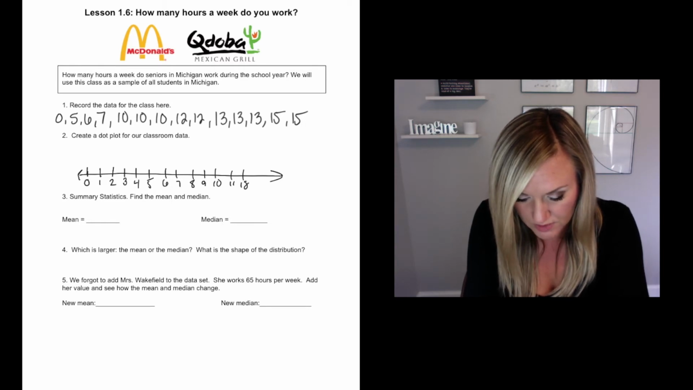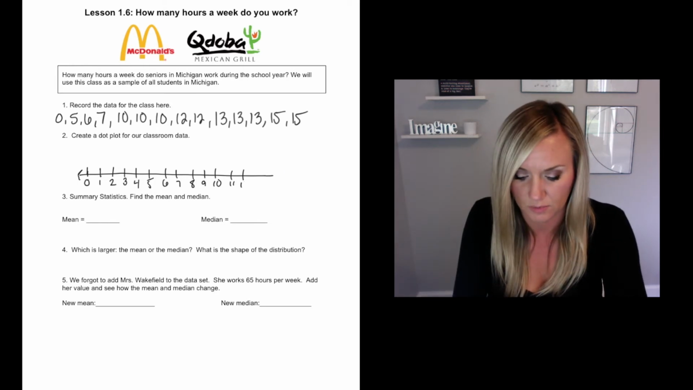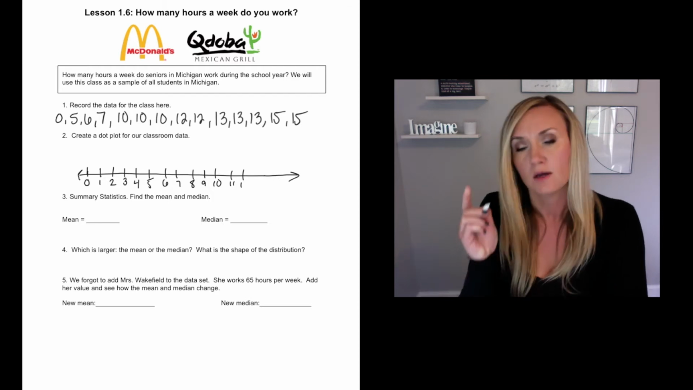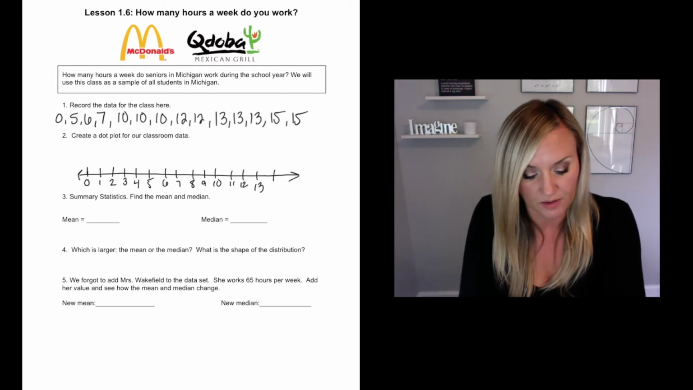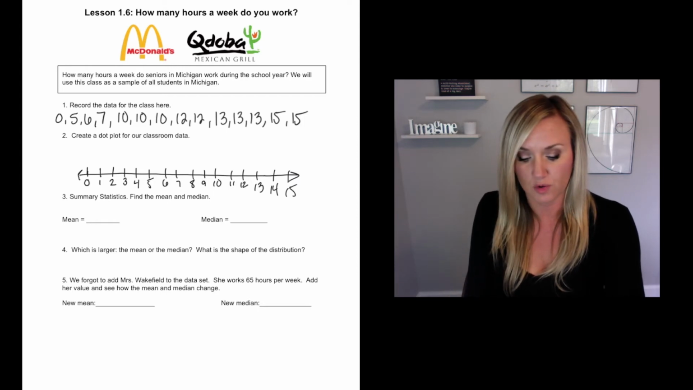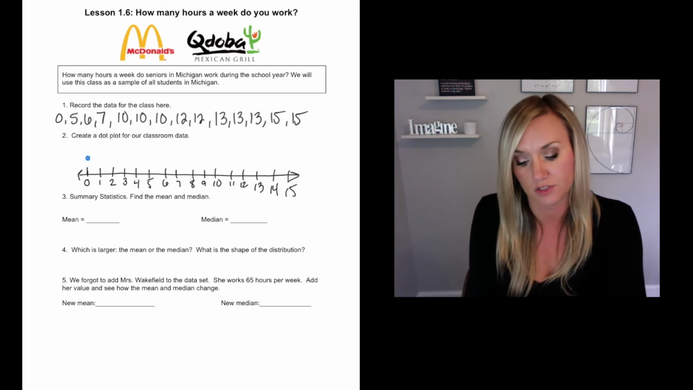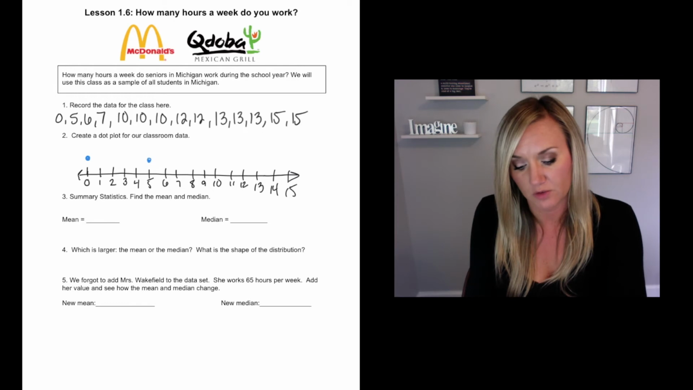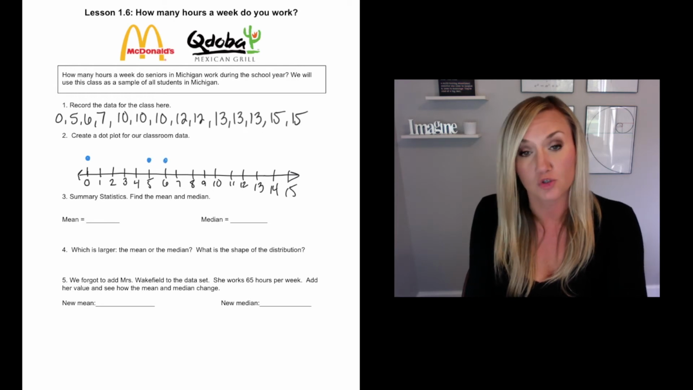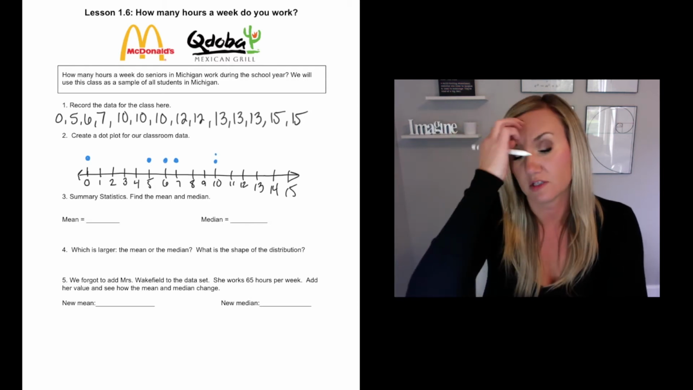Looks like our 13s, 1, 2, 3 13s, and we have a couple of 15s. Notice when we are making our dot plot, very important, is that the row should pretty much line up, right? You could cram these 3 close to each other and it could be shorter than this 3. So you want to make sure that they're lining up so that way you can truly see the shape of this data.